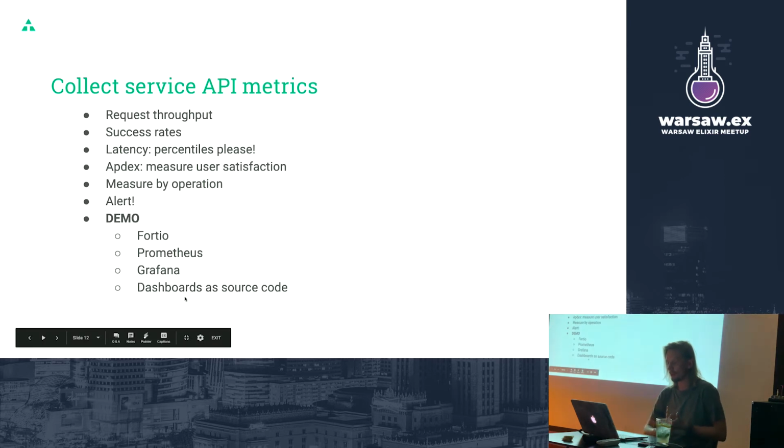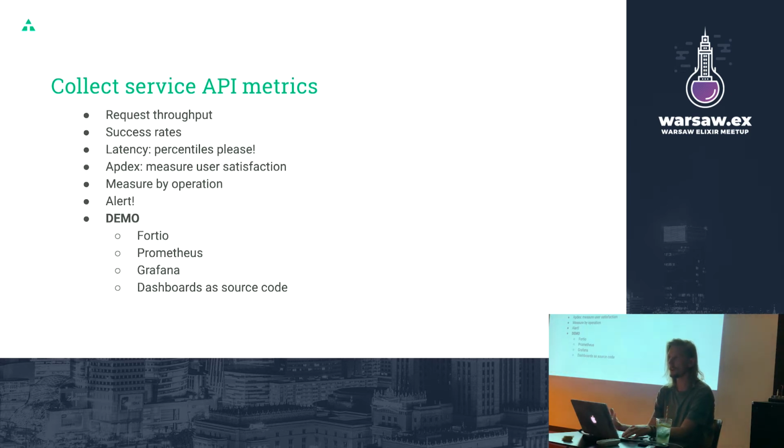So we're going to do a demo. We already have Fortio hitting the services. We're going to collect the metrics using Prometheus and present the results in Grafana. And we will also create the dashboards as source code. The dashboards should, in my opinion, be versioned in your GitHub repos, and the deployment that promotes this through the environments should just put it there. It probably makes sense to play with the graphs when you're creating them, but when it's stable, put them in the source code.